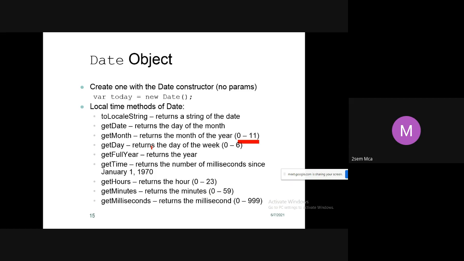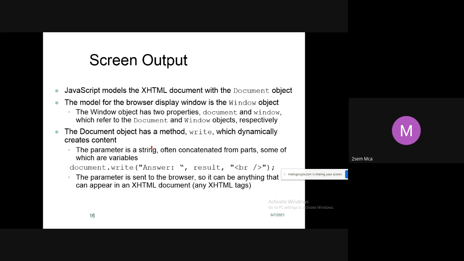getFullYear returns the complete year. getTime returns the number of milliseconds since January 1, 1970. getHours gives 0 to 23, which means in a day we have 24 hours. Minutes are 0 to 59, and milliseconds 0 to 999. So this is a date object. Next we have screen output.